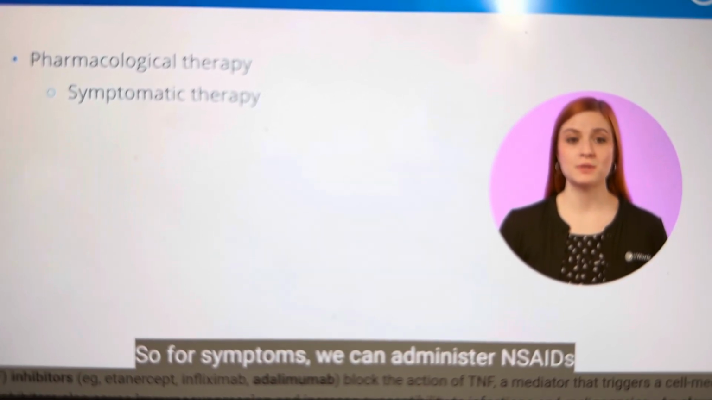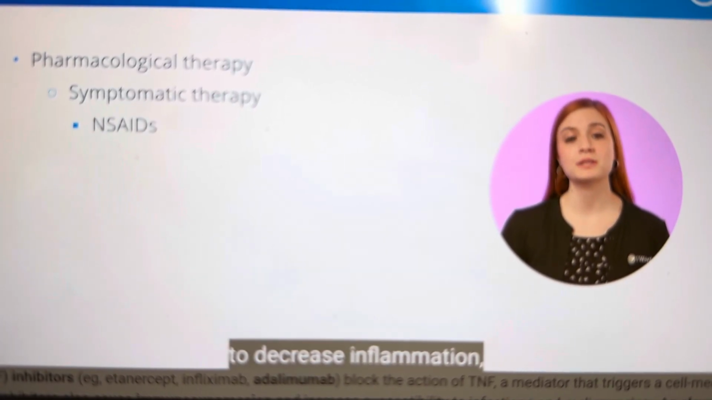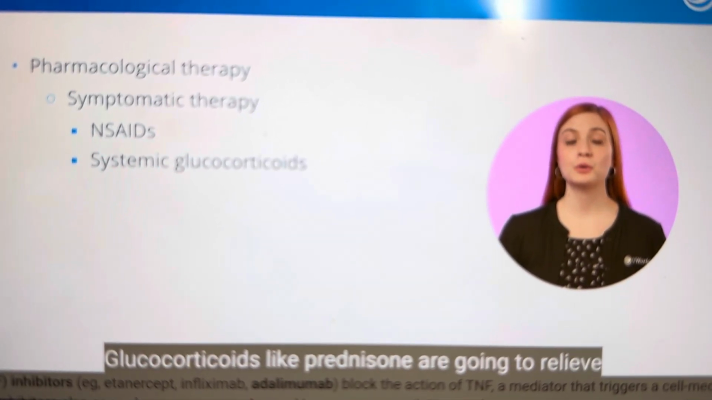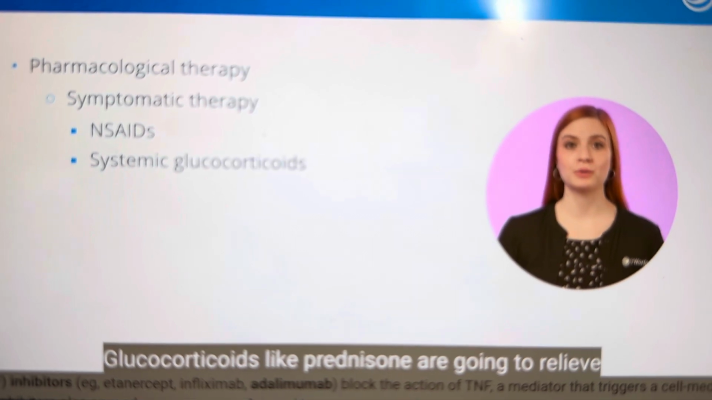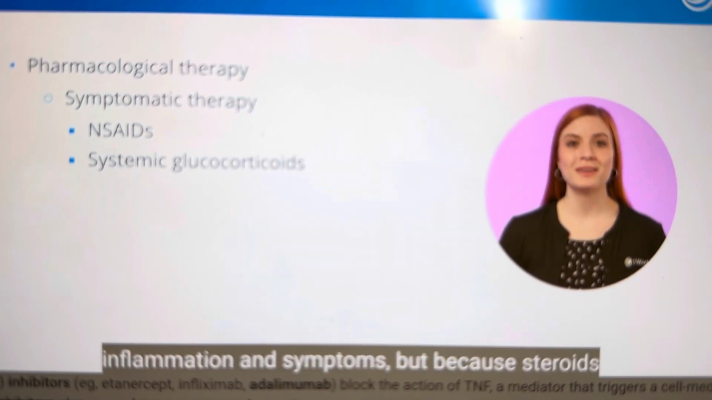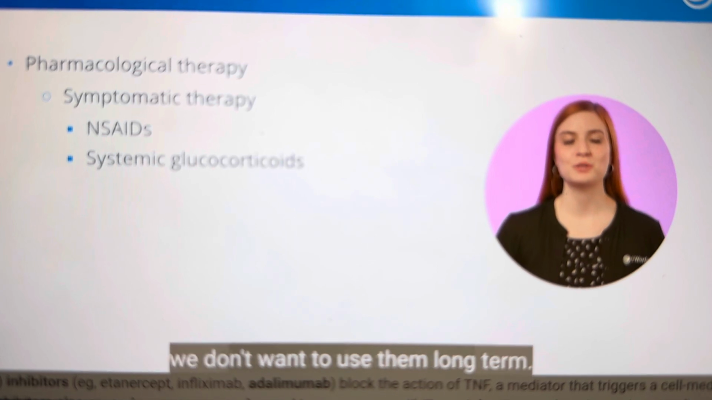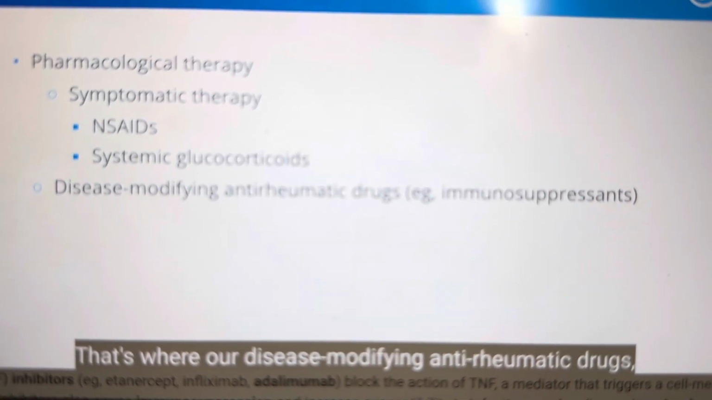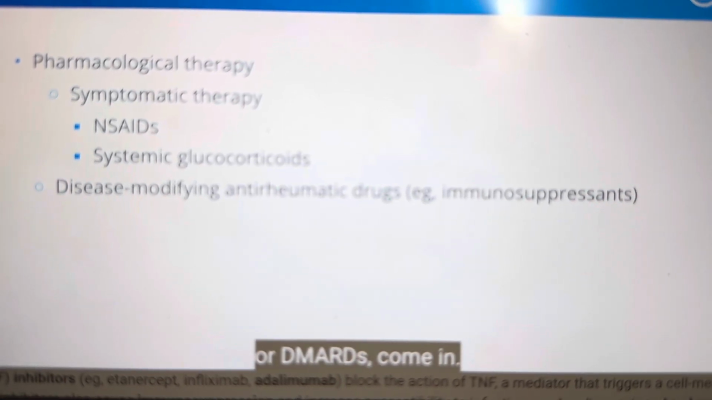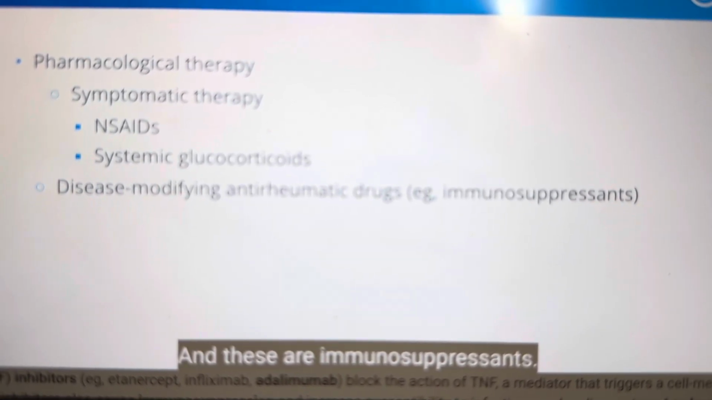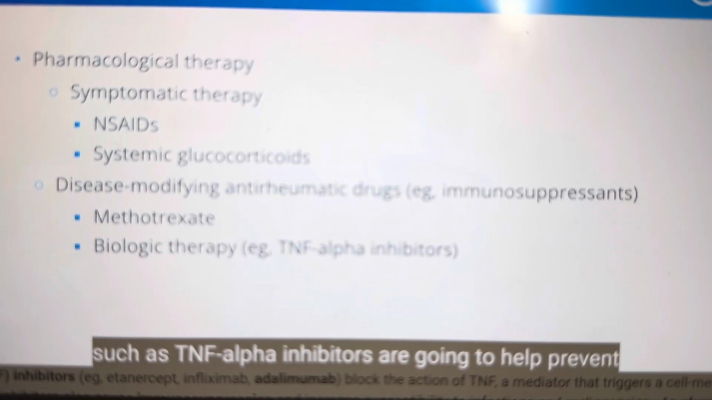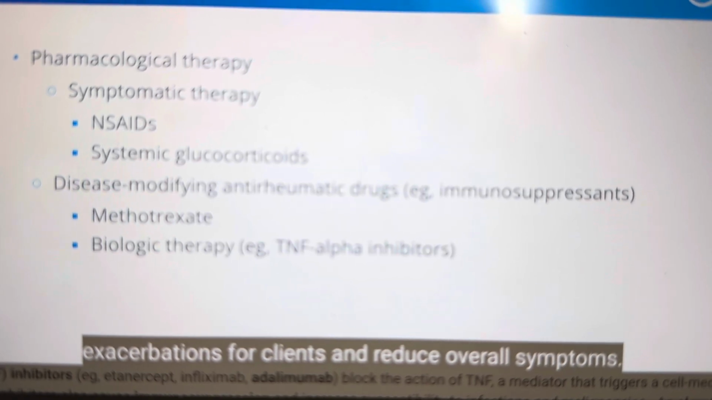So for symptoms, we can administer NSAIDs to decrease inflammation, as well as systemic glucocorticoids. Glucocorticoids like prednisone are going to relieve inflammation and symptoms, but because steroids have a lot of side effects, we don't want to use them long term. That's where our disease-modifying anti-rheumatic drugs, or DMARDs, come in, and these are immunosuppressants. Medications like methotrexate or biologic therapies such as TNF-alpha inhibitors are going to help prevent exacerbations for clients and reduce overall symptoms.